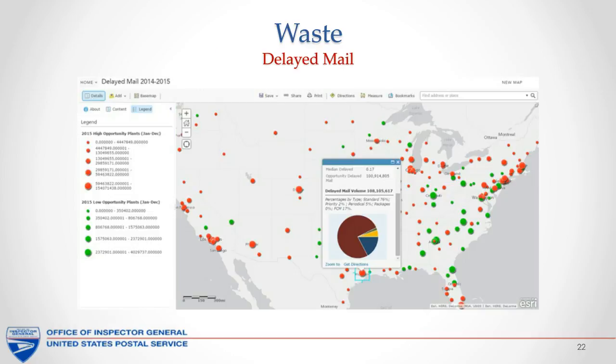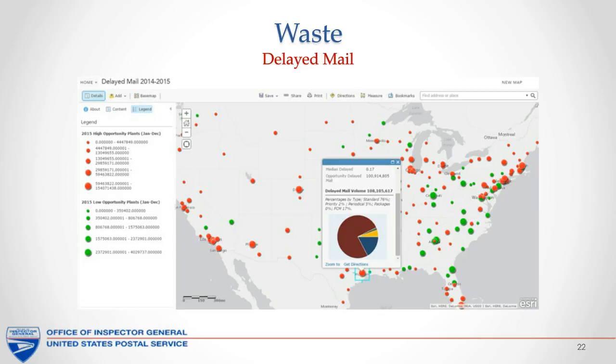In this next example, we were looking at delayed mail. The map here shows plant locations. The red plants are those that typically have delayed mail. Those that are green are more efficient plants. They're sized by the amount of delayed mail. So those that are red, the larger ones have more delayed mail, and the green ones that are larger are much more efficient. And it's all interactive.